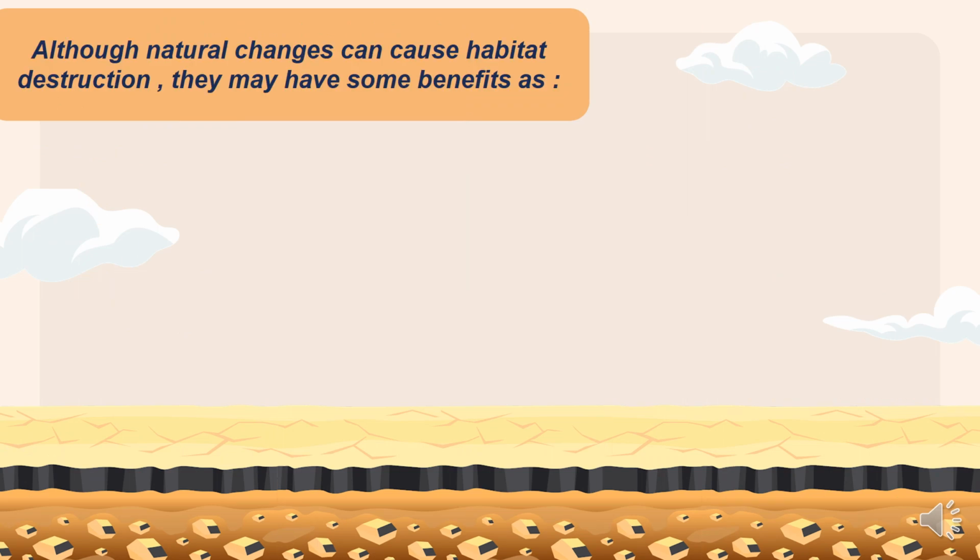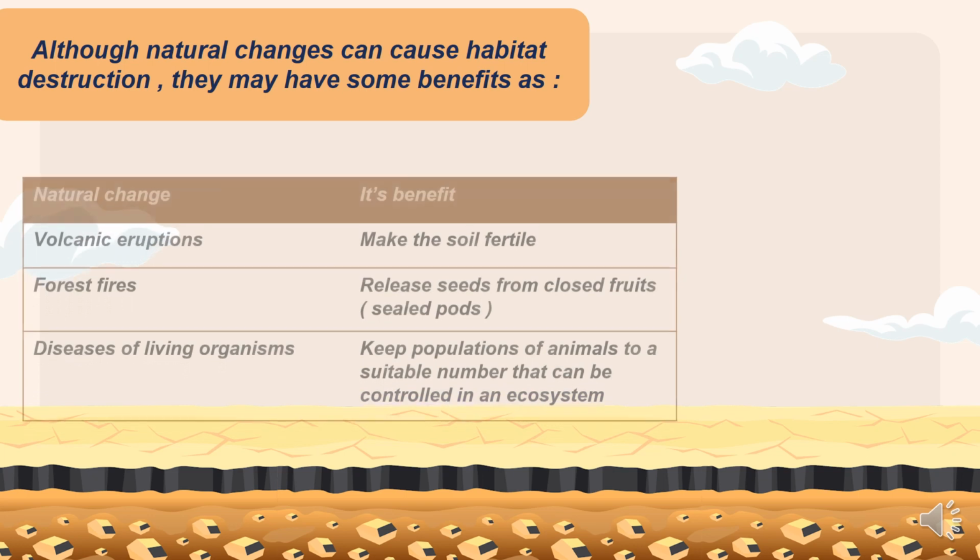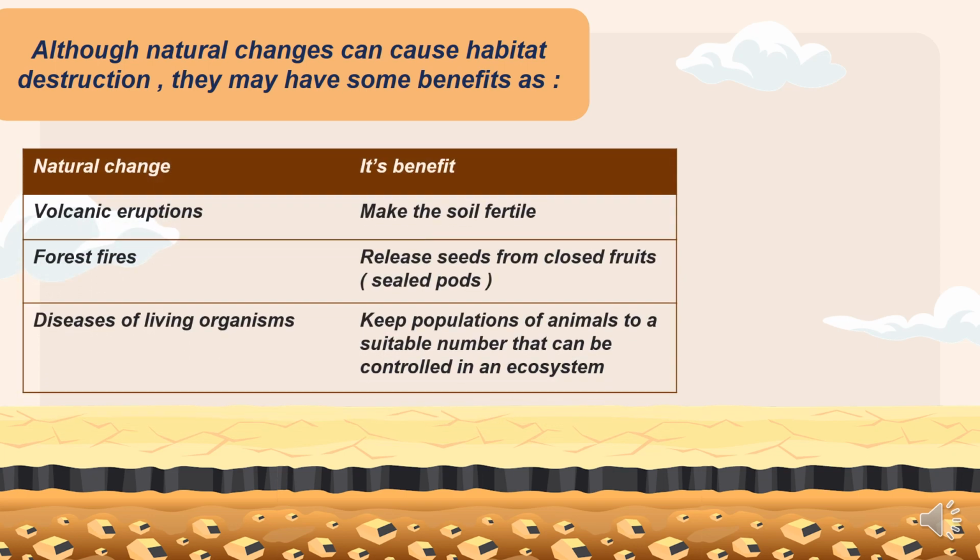And primary 6, although natural changes can cause habitat destruction, they may also cause some benefits. For example, volcanic eruptions which happen naturally can sometimes make the soil more fertile. Forest fires which happen naturally can also release the seeds from closed fruits. And diseases of living organisms can also be considered a good way, as they sometimes keep the population of animals to a suitable number that can be controlled in an ecosystem.